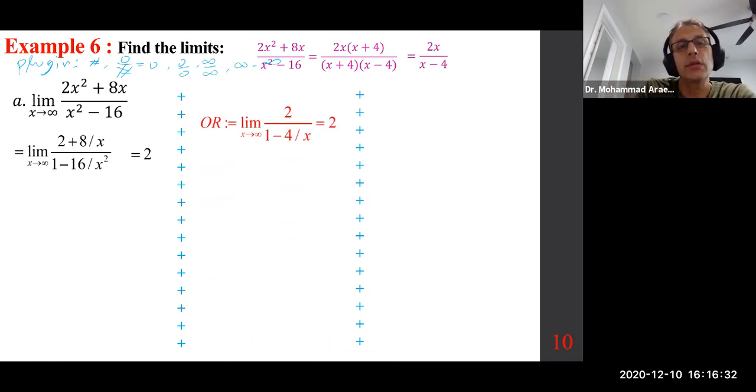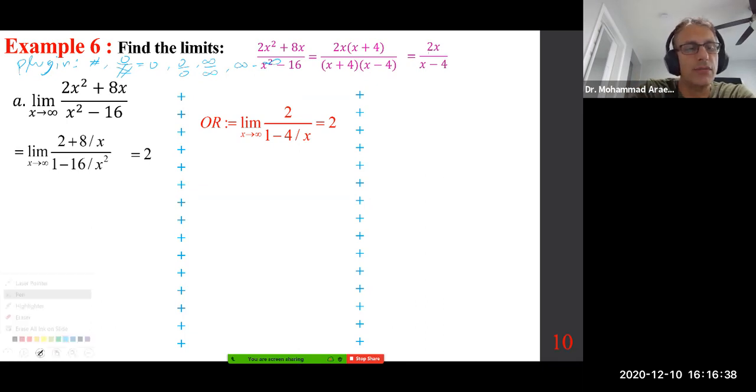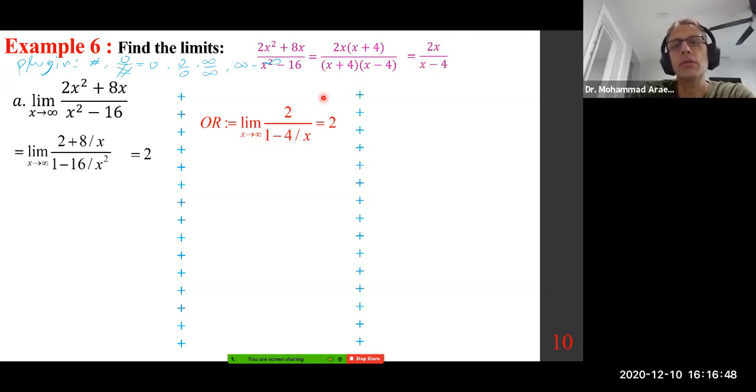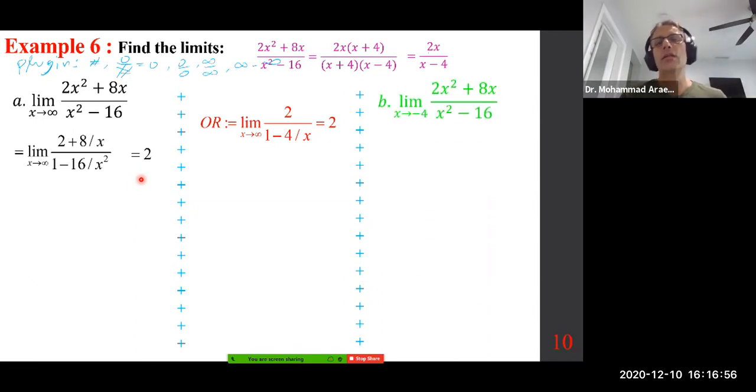So you can work on that if you want. In other words, you want the limit of this one, and you divide by what? You divide by x. If you look at this expression, what is the highest degree now? X. So you divide by x, the top becomes 2, the bottom becomes 1 minus 4, and it gives you the same answer. It really doesn't make that much of a difference for a case like that. So take a look at this one now.